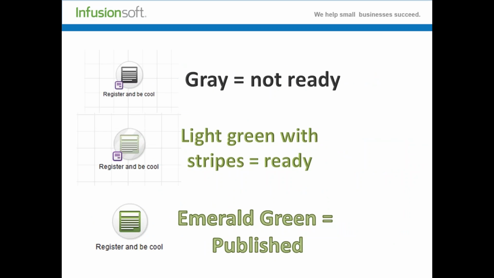Gray means not ready. Light green with stripes means it's ready, but it's not published yet. If you make any changes in the emails or the timers or the web form, even if it's just one little thing, you still need to republish. It will change colors when you change it to that ready. And emerald green means it's published and it's ready to go. You can always go back and change things.